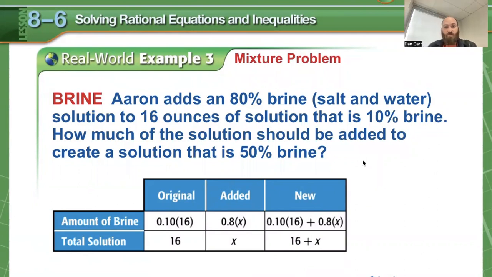To finish off our rational functions, we are going to talk about a variety of word problems that you're going to see that cover this concept. Okay, so we have a handful of examples. The first one is going to be a mixture problem.